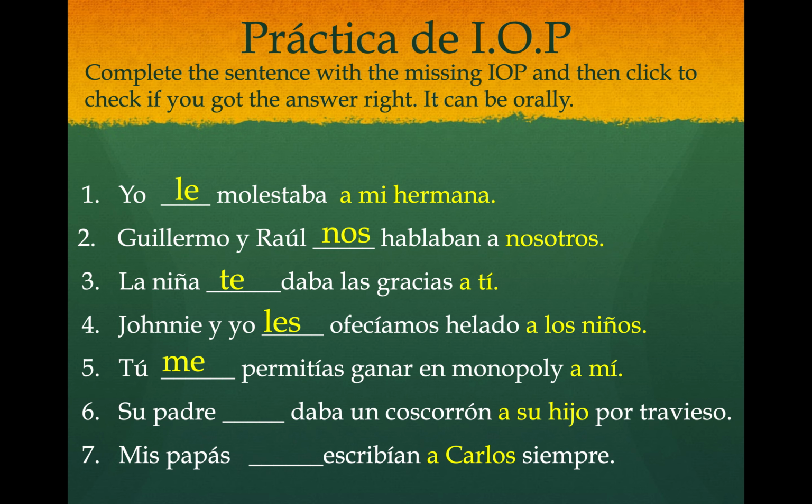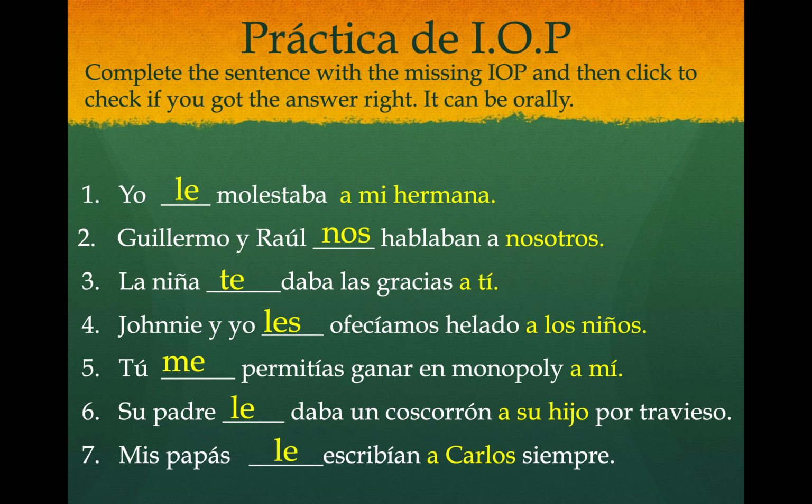Correct. Número 6, su padre. It says a su hijo. That means to him, to his son. So in this case, it says su padre le daba un coscorrón a su hijo por travieso. Y número 7, mis papás escribían would be the verb, but to whom? To whom did they used to write? To Carlos. That's why it says mis papás le escribían a Carlos siempre.